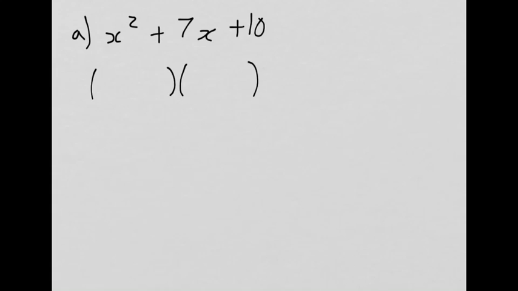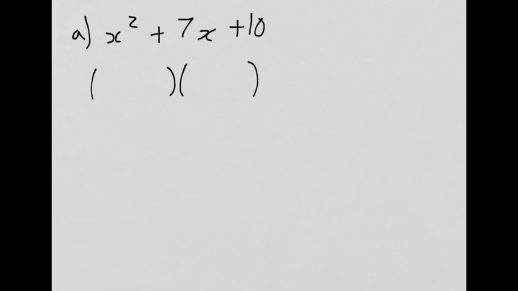So we're going to factor trinomials when a equals 1. Okay, so for a, I've got x squared plus 7x plus 10. And just like I mentioned at the beginning of the lecture, we want to factor this into the product of two two-term expressions, or two binomials. Okay? Here's how the method works.